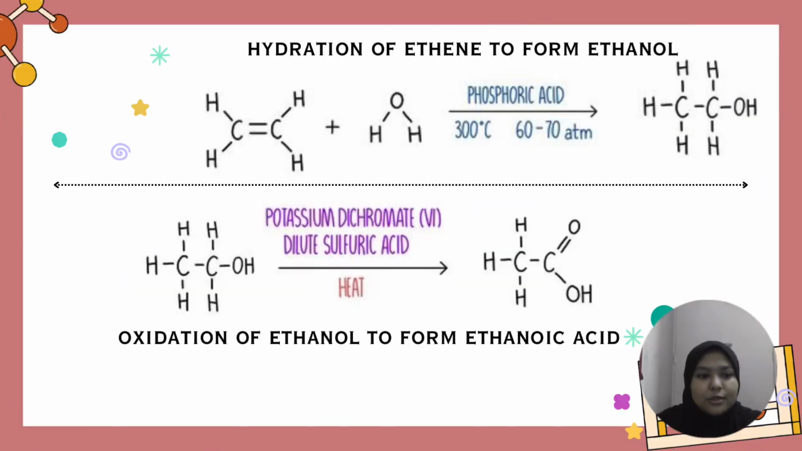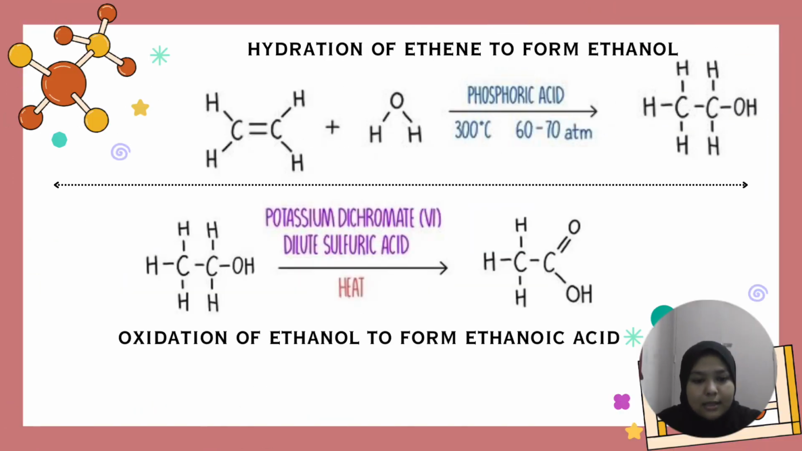The first one is to synthesize ethanol. So we use the method of hydration of ethene. For this method, ethene will react with water vapor to form ethanol. This process needs phosphoric acid as a catalyst, a temperature of around 300 Celsius and also 60 to 70 atmospheres of pressure.